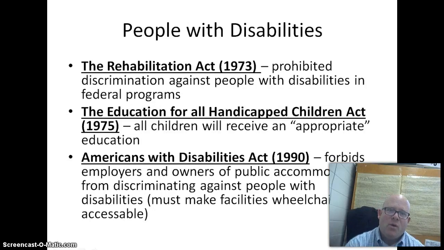All right, civil rights also cover people with disabilities. The Rehabilitation Act back in '73 prohibited discrimination against people with disabilities involved in any federal program. We protected handicapped children in 1975. And the big one here in 1990, which we've talked about a few times in class, is the Americans with Disabilities Act, which absolutely forbids employers from not making reasonable accommodations to employ people with disabilities. It also opens the door for all public facilities and buildings to have handicapped access.